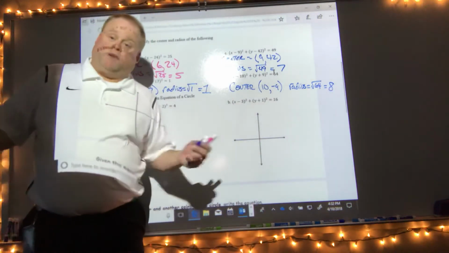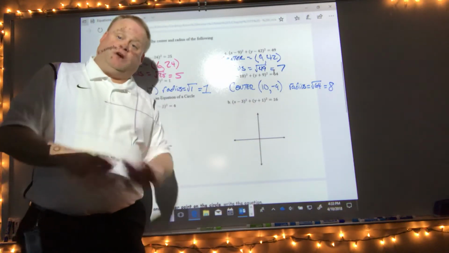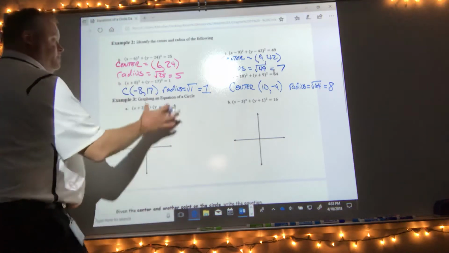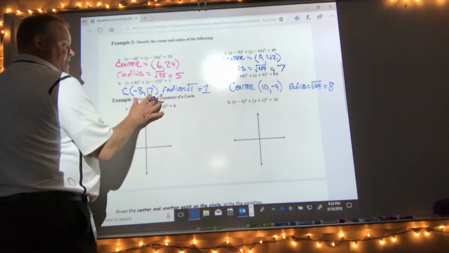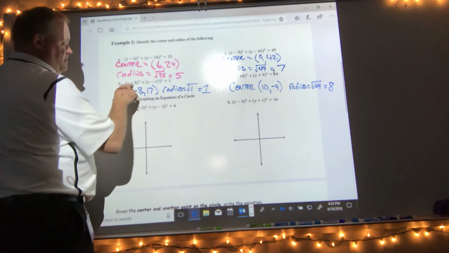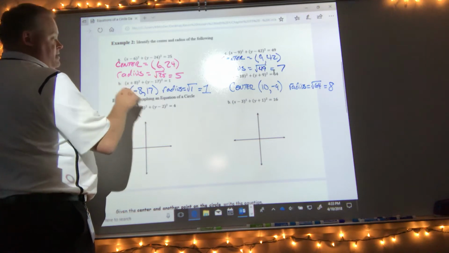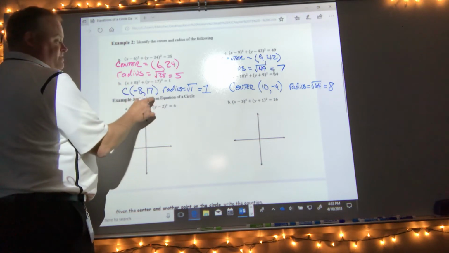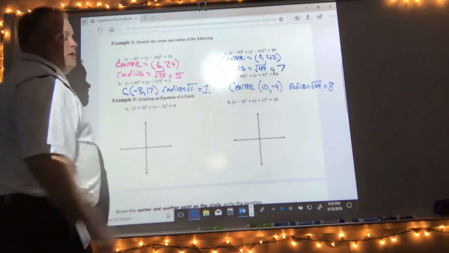All right, welcome back. Hopefully you got both of these done. What should you have gotten? Well, you should have gotten center at (−8, 17). Remember the opposite of the sign. So −8, positive 17 for the center, and then the radius is going to be 1.